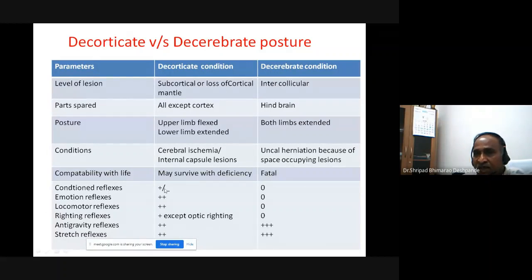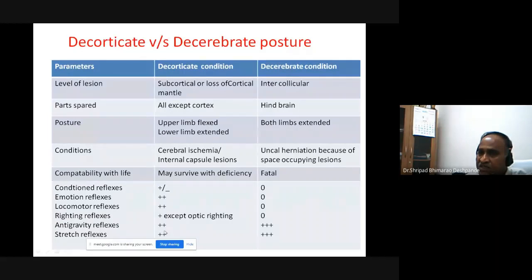So now what is happening to the conditioned reflexes? Minus, I will put 0 there, plus minus, and they are absent. Emotions are exaggerated because the cortex suppresses emotions. Here they are absent. Locomotor reflexes, exaggerated. Here they are absent. The righting reflexes are present, a little bit exaggerated, excepting for the optic righting reflex, because optic righting reflex requires the occipital cortex. They are absent here in the decerebrate condition.